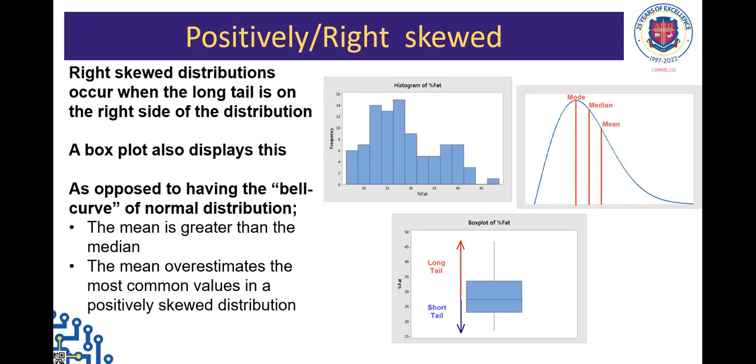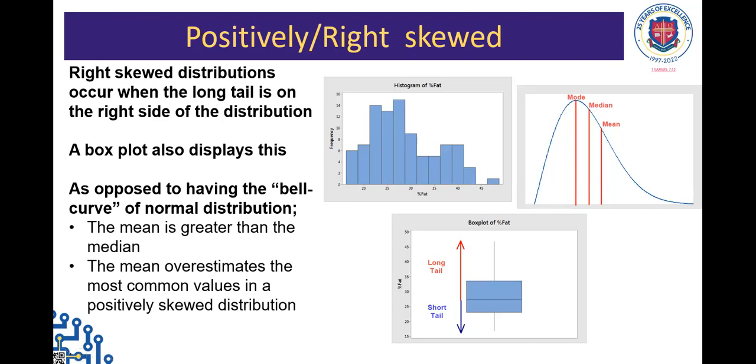And this can also be displayed not just in a histogram, but in a box plot. You also generated box plots. And what happens with a box plot is that you will have a short tail, okay? So you'll have a short tail at the bottom and a longer tail at the top. And that shows that it's skewed to the right. So as opposed to having the bell curve, if it was on a box plot and it's normally distributed, then these tails would be equally distributed. It would be right in the middle.